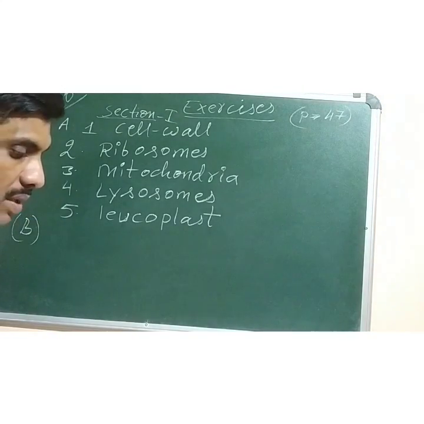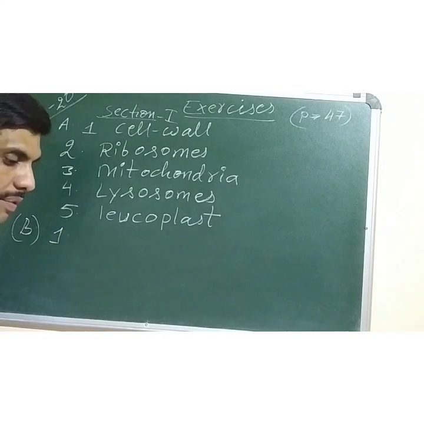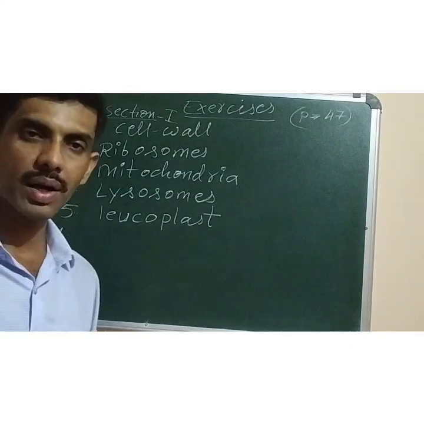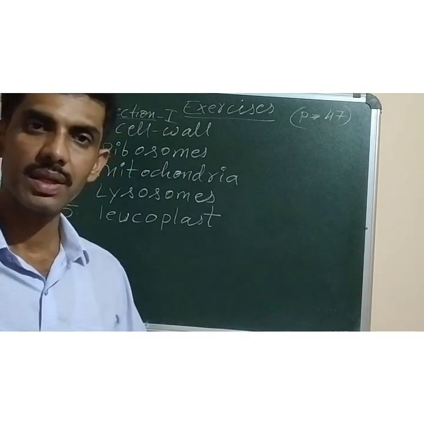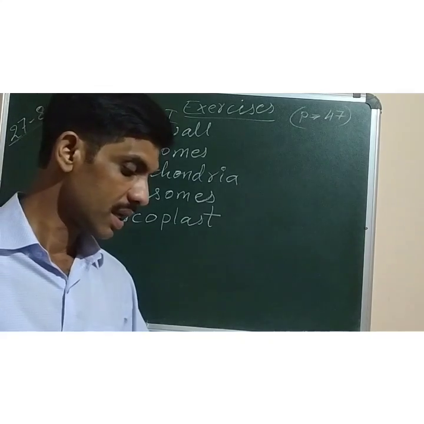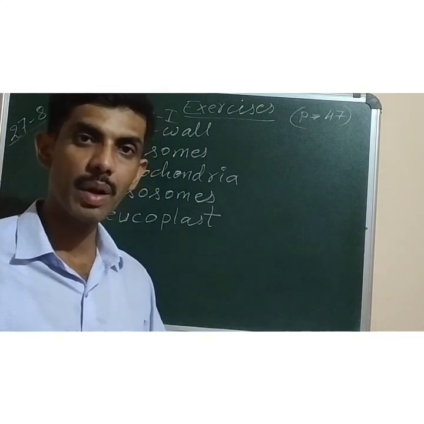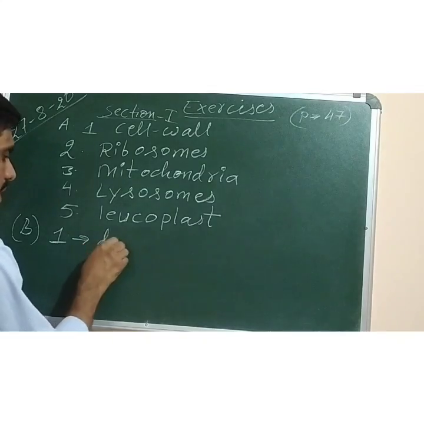Now question number B, choose the correct option. Number 1, which of the following is a single celled organism? Bacteria, yes, it is a single cell. Number B, amoeba, yes, this is also a single cell. Yeast, of course, and the last one, number D, all of these. So number 1 answer is D, all of these.